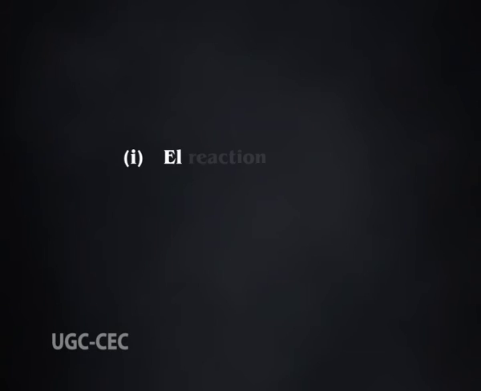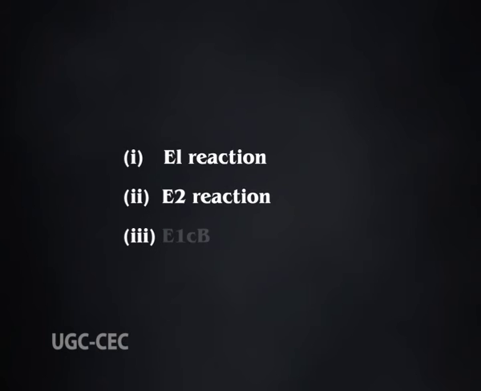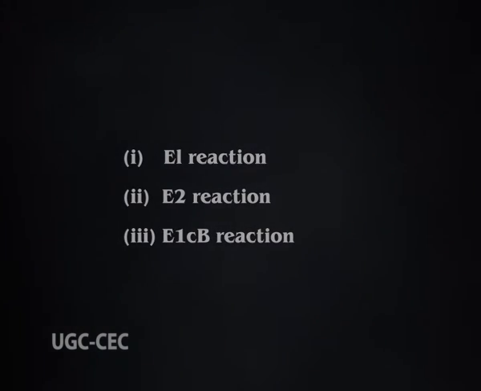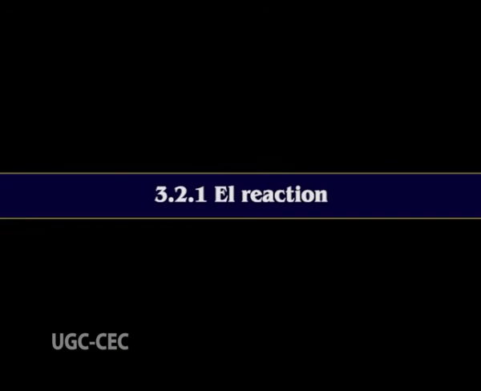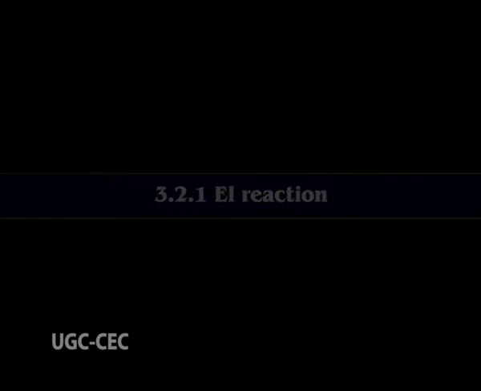Depending on the conditions involved and timing of removal of the 2 atoms or groups, beta elimination reactions are classified into 3 types. Number 1, E1 reaction, number 2, E2 reaction, and number 3, E1CB reaction. Now, the first one, E1 reaction. Here, the abbreviation E1 stands for elimination unimolecular.